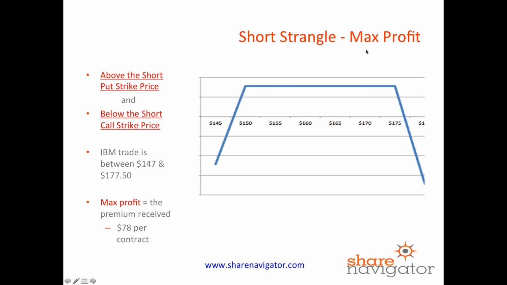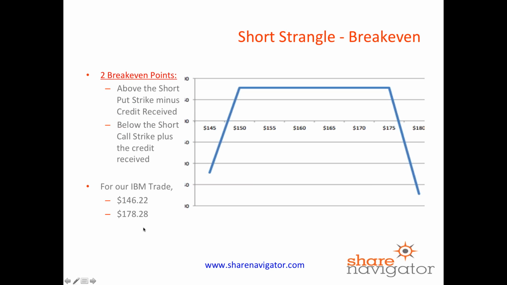So on the short strangle, what's the max profit you can make? Well, you achieve your maximum potential profit when the share price finishes between the short put strike price and below the short call strike price. So in the case of IBM, that was between $147 and $177.50. They were the two strike prices we picked. So if the share price finished somewhere between those two, we'd make full profit, and that was $78 per contract.